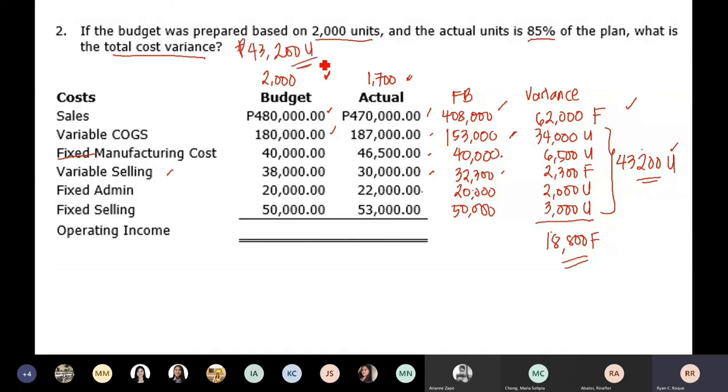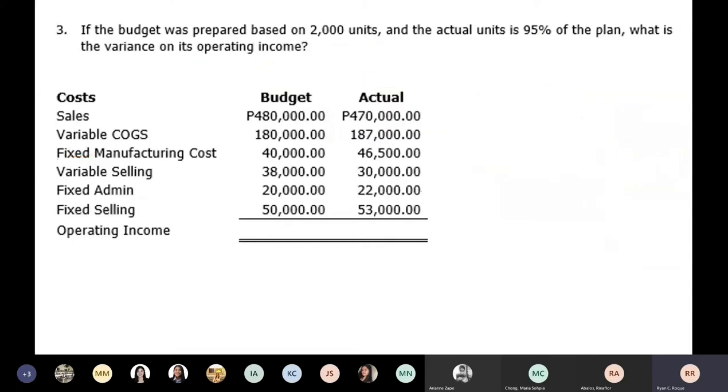43,200 unfavorable. Sometimes wala namang problema na kapag prepare ka ng flexible budget, na compare mo naman yung flexible budget with the actual. Pero minsan ang problema mo yung F or U. Make sure hindi ka na magpapalito doon. Pag cost na pinag-uusapan, mataas ang actual, unfavorable. Kung mababa ang actual, favorable. Pero pag sales or income ang pinag-uusapan, mataas ang actual, favorable. Kabaliktaran, unfavorable.